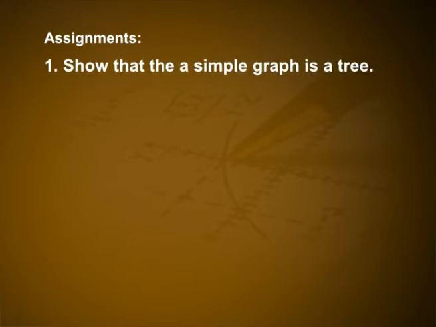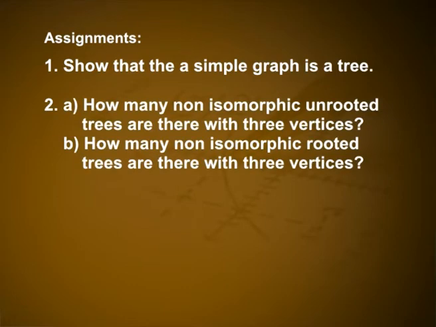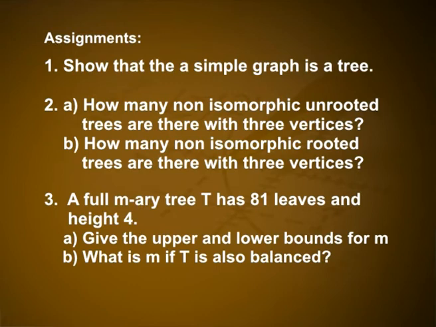First one, show that a simple graph is a tree. Second one, how many non-isomorphic unrooted trees are there with 3 vertices? How many non-isomorphic rooted trees are there with 3 vertices? Third one, a full m-ary tree T has 81 leaves and height 4. Give the upper and lower bounds for m. What is m if T is also balanced?